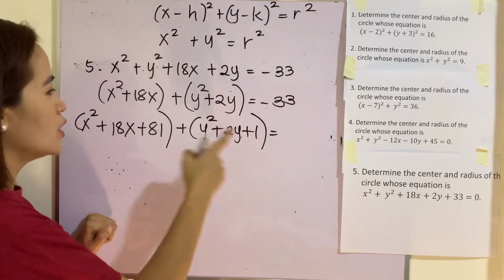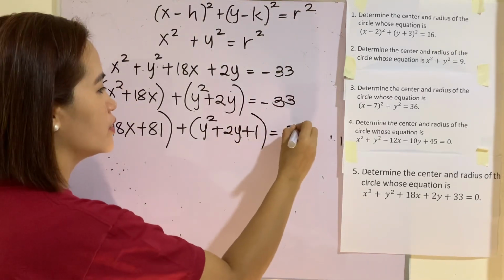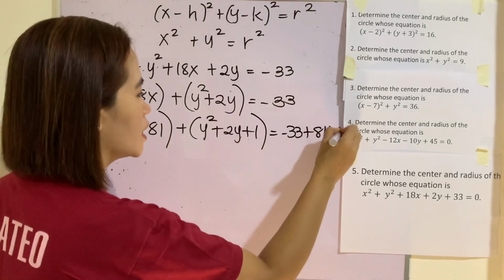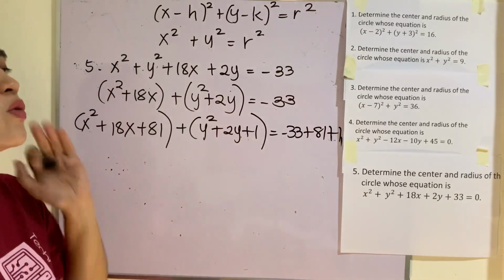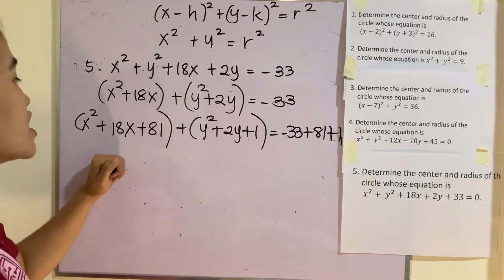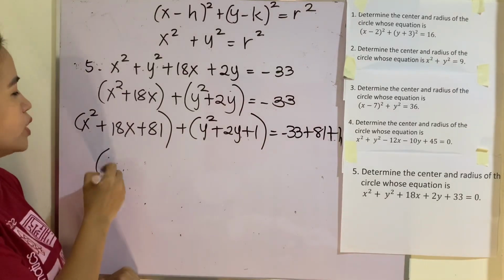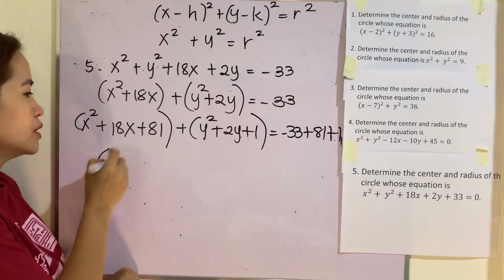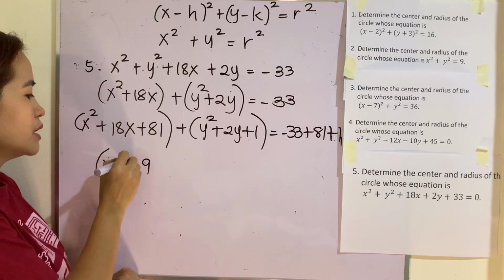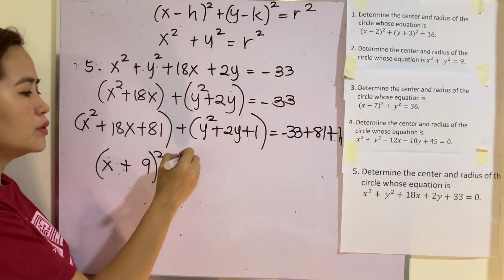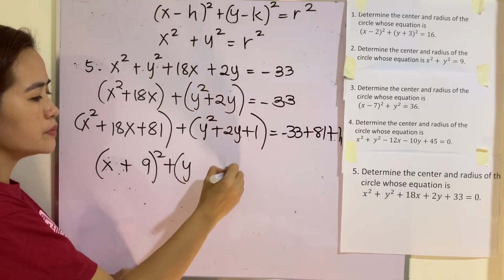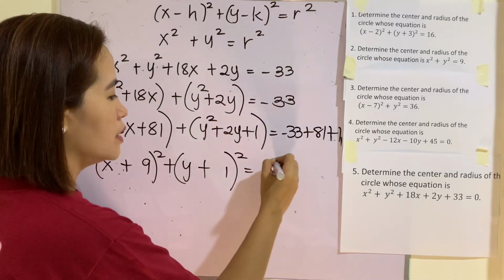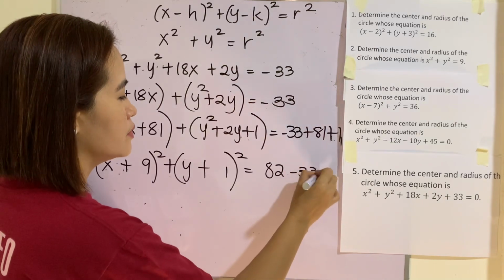So, what you add here should be added here also. We have negative 33 plus 81 plus 1. Again, we need to add this number so that the equation will not change its value. So, this one is a PST now. We can factor this as a square of binomial. Square root, get the mid-sign, square. Square root, get the mid-sign, square. You add the 2, it's 82 minus 33.